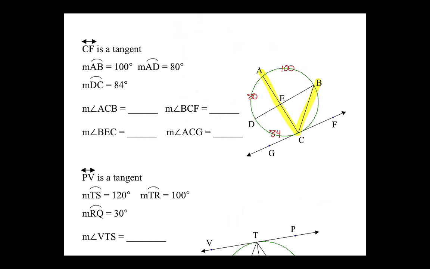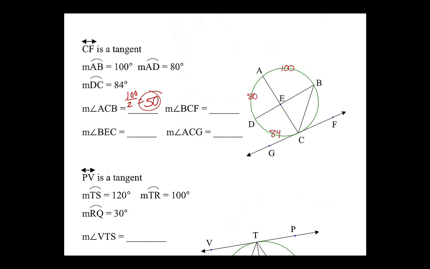Well, that angle is on the circle. So that angle is going to be half of the intercepted arc, which I can see the intercepted arc is between A and B. So that's going to be half of the 100 degrees, which in this case is 50. And then I like to erase all that and start over and find my next part.